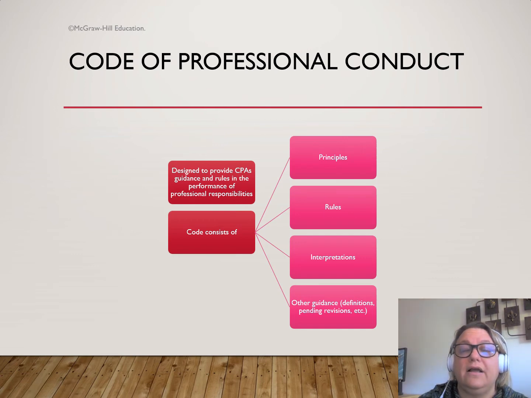And the code has several sections. The first one is the principles of the code, the rules. You know, the difference between principles and rules based: the principles are the overarching goals, the rules are the rules within that. And then interpretations give you more guidance as to how you would treat certain scenarios. And then there is other guidance and definitions, and pending revisions and that sort of thing that go on with the code of professional conduct.